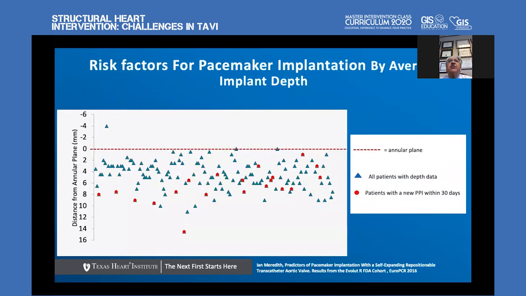Next slide. So another factor that is extremely important, and that was discovered relatively recently within the last few years, is that one of the predictors for the need for permanent pacemaker implantation was the implant depth. The deeper the implant, the higher the incidence of heart block. And that is clearly shown in this particular slide. So when you go below the annular plane, the further you go, the higher the incidence and need for permanent pacemaker implantation. Next slide, please.